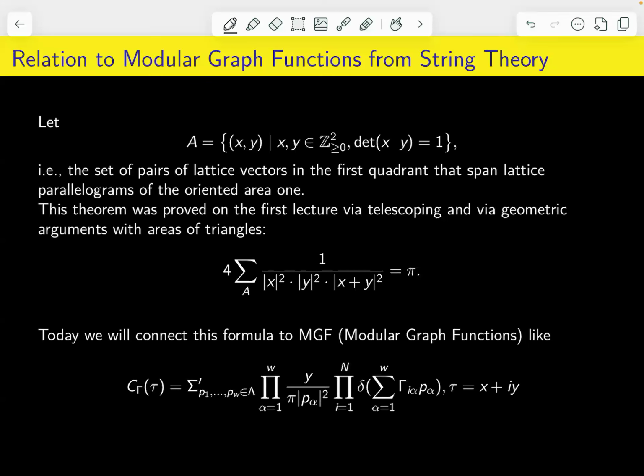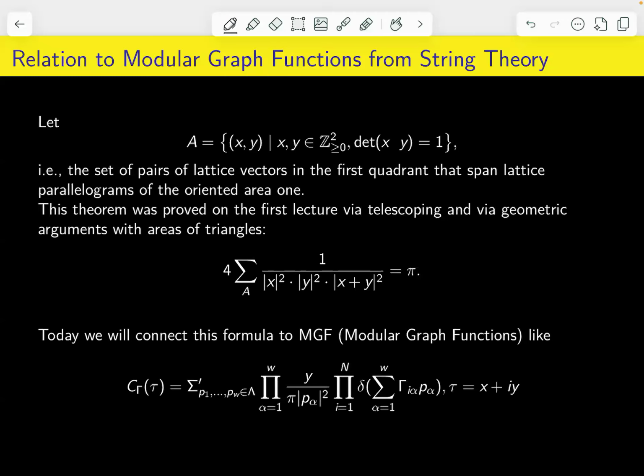Well, thank you for the possibility to speak here. Today it's not the connection between quadratic forms and string theory, but the connection of these lattice summations and certain functions from string theory. These functions are called modular graph functions. Let me recall the main object of our study.